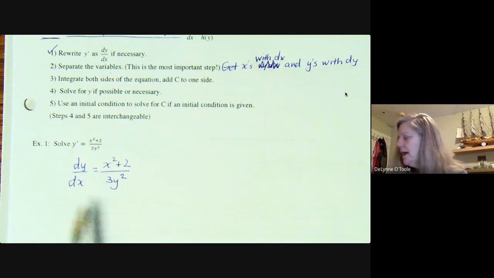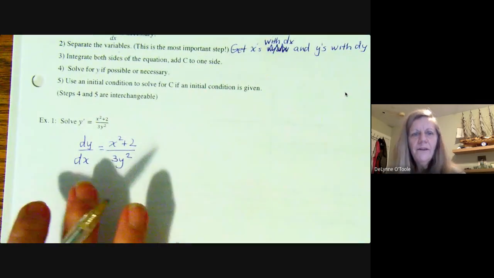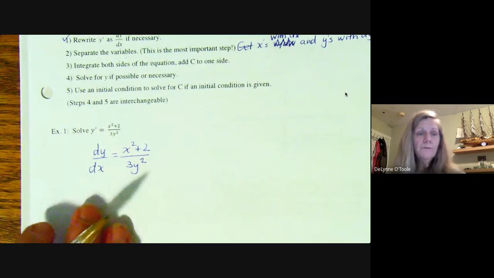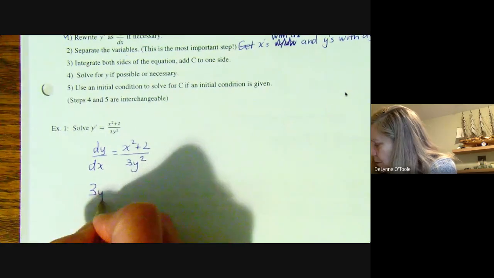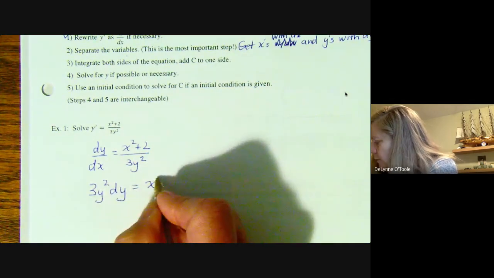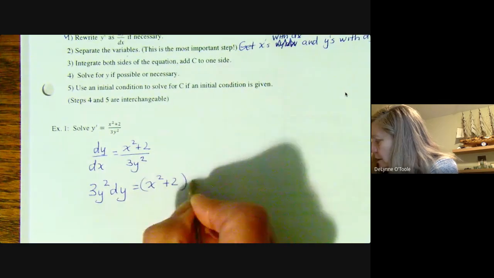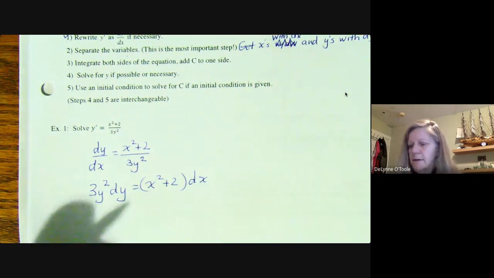All right, so let's do step 2 with this problem right here. Often the best way to start is cross multiply and see what happens. So I'm going to cross multiply, and in this particular problem, it works out for me. When I cross multiply, I get 3y squared dy equals x squared plus 2 times dx. Okay, great. Everything's separated. Y's are with dy, x's are with dx. So step 2 done.